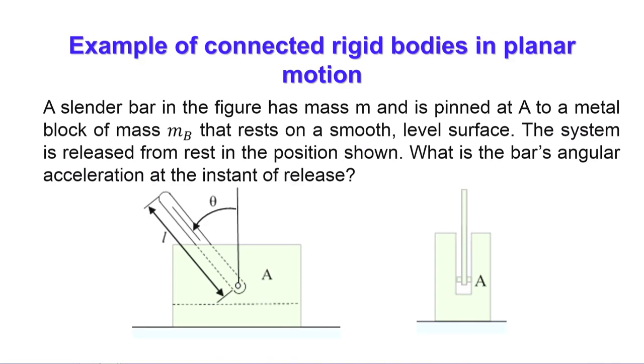Now, this type of problem for connected rigid bodies also we can solve using planar motion. Here it is shown that one slender bar in the figure, of mass m, is pinned at O to a metal box of mass MB that rests on the smooth level surface. The system is released from rest in the position shown. So, what is the bar's angular acceleration at the instant of release?